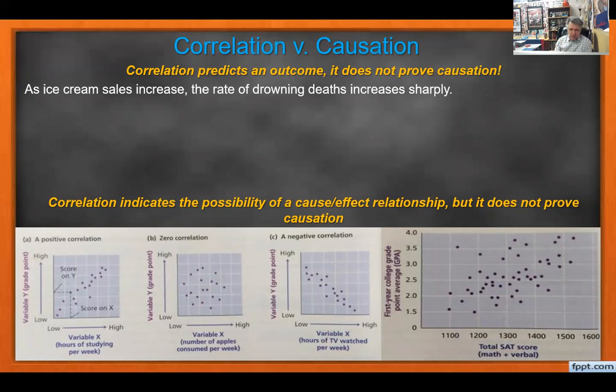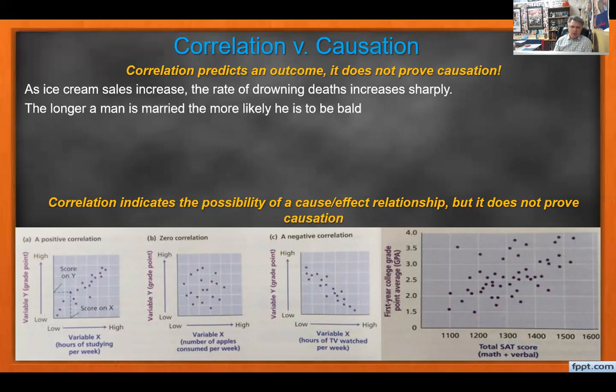Correlation can predict an outcome, but it does not necessarily prove causation. For example, as ice cream sales increase, the rate of drowning deaths increases sharply. That's true. It's a fact. It's indisputable. There are numbers that prove that. But does that mean that ice cream causes drowning? Of course not. But when are people more likely to swim? In the summer. When are people more likely to eat ice cream? In the summer. There's my third variable. It's the summertime. So the summer is causing the ice cream sales, and the summer is causing more people to swim, and the more people that swim, the more people that are going to get in an accident.